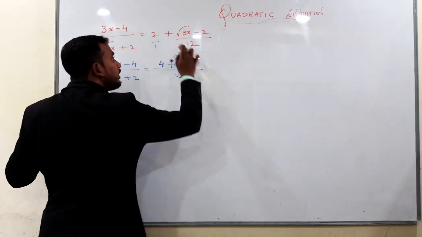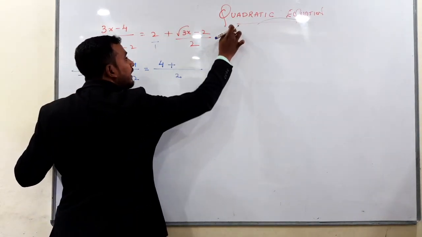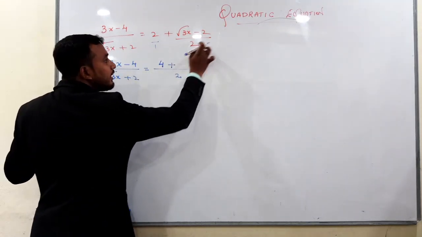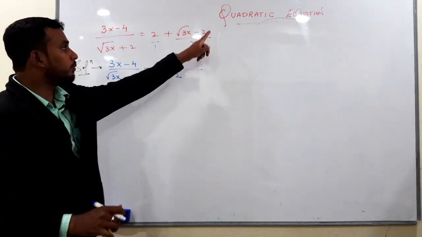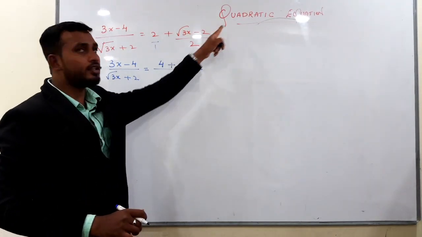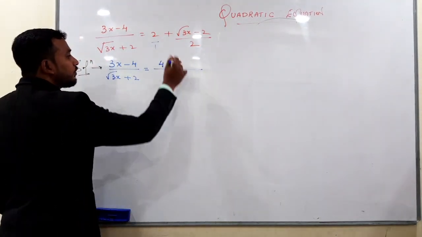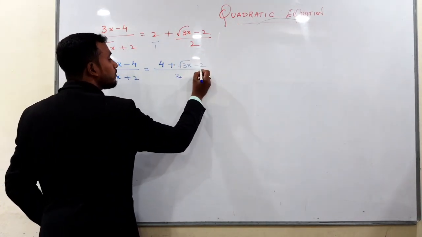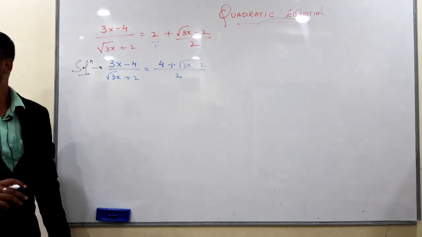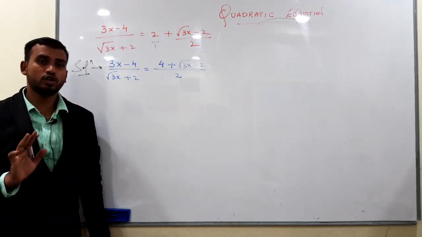This entire term you should multiply by LCM. So what is the LCM? 2. So this 2 and this 2 will get cancelled. Assume here into 2 is there. This 2 and this 2 will get cancelled. So the left out part is root 3x minus 2. Step number 1. Got it?